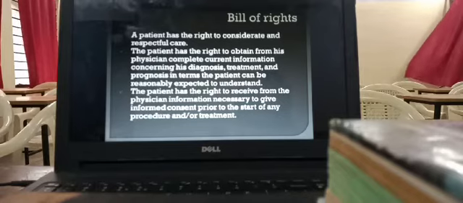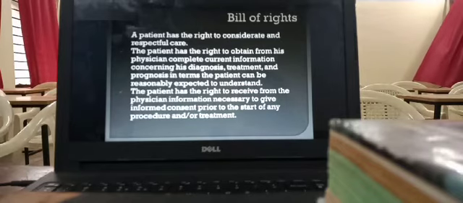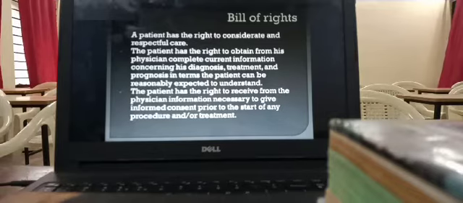The first point says the patient has the right to considerate and respectful care. As we all know, we need to respect the patient and they deserve it. Secondly, the patient has the right to obtain from his physician complete current information concerning his diagnosis, treatment, and prognosis in terms the patient can be reasonably expected to understand.